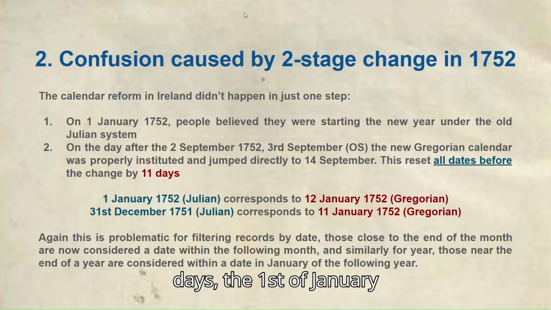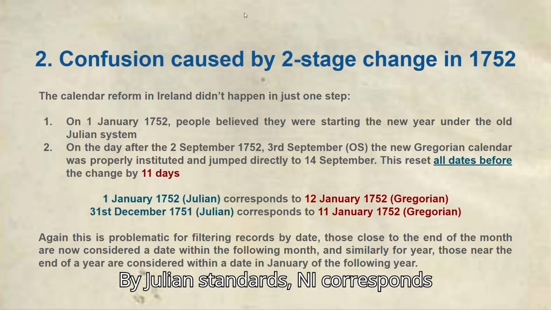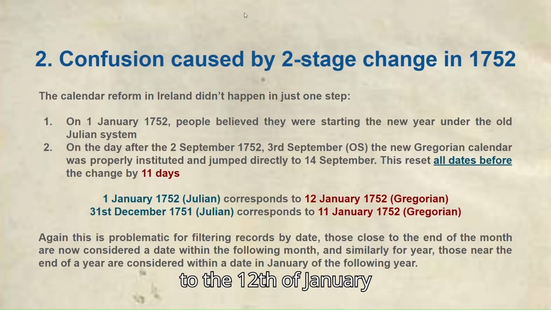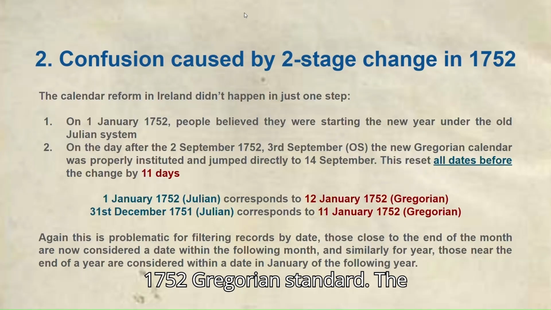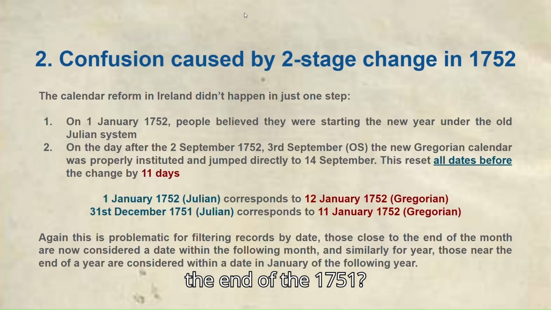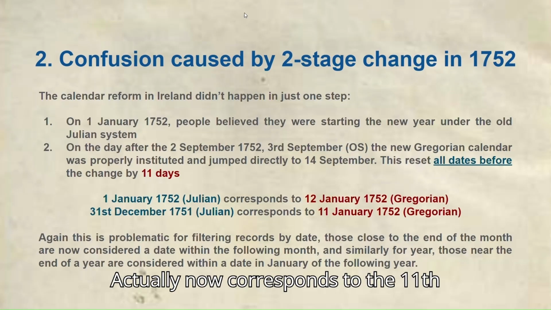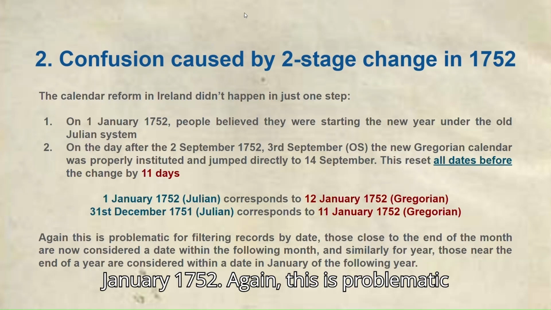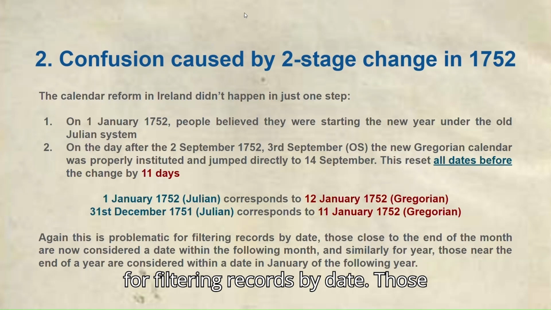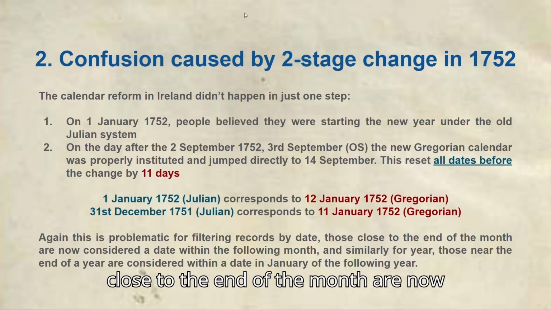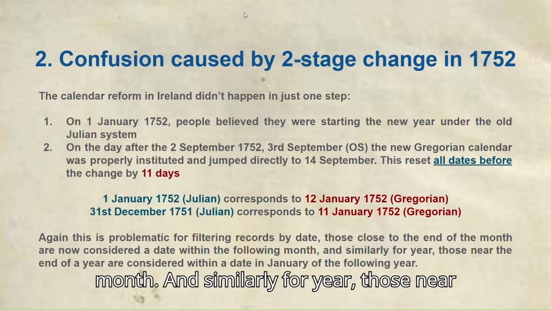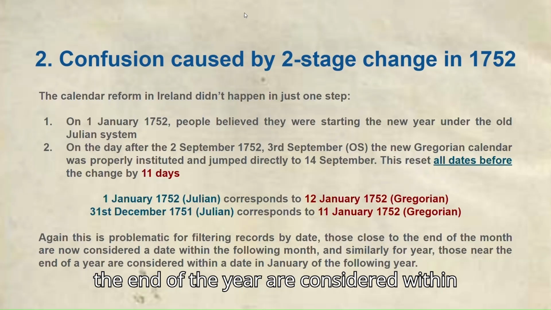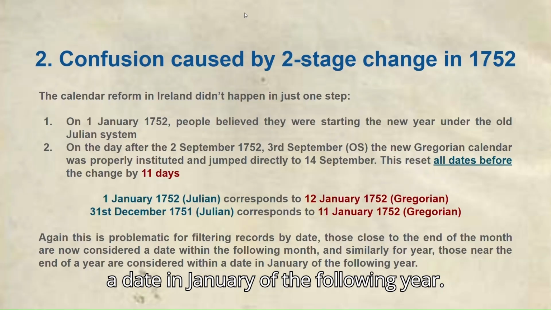The 1st of January 1752, originally the new year by Julian standards, now corresponds to the 12th of January 1752 by Gregorian standard. The 31st of December 1751, or the end of 1751, actually now corresponds to the 11th of January 1752. Again, this is problematic for filtering records by date. Those close to the end of the month are now considered a date within the following month, and similarly for year, those near the end of a year are considered within a date in January of the following year.